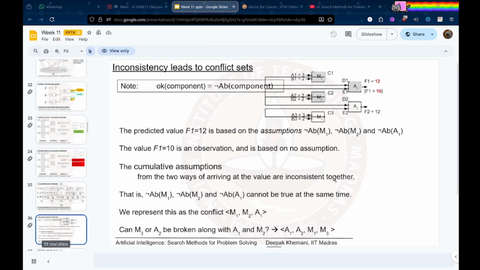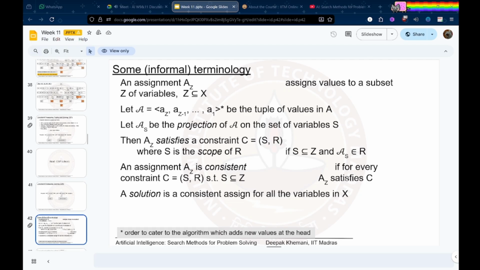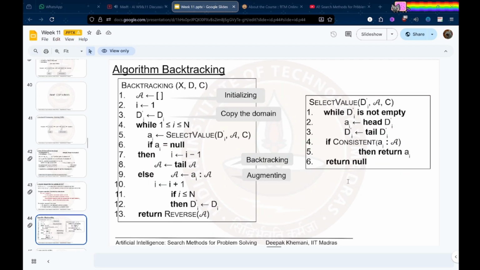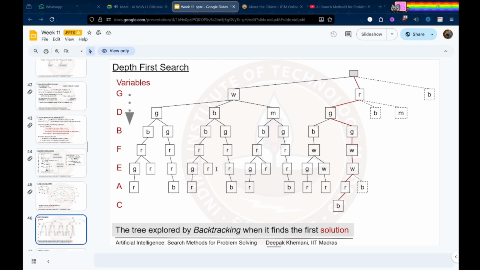Okay then. So CSP solvers. Some informal terminology: backtracking. So this is the backtracking algorithm, which is essentially just DFS, correct? Because it works in a similar way to how DFS works, and even the pseudocode is similar to DFS itself. And this is a map coloring problem, and maybe we can just solve the question for this instead.